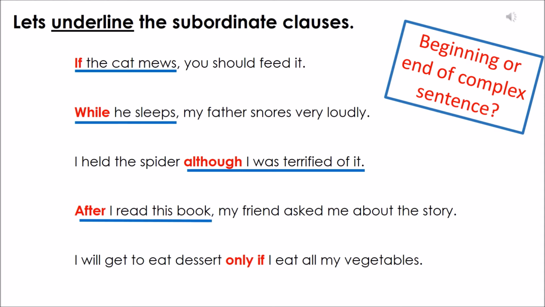And then this one has the conjunction in the middle. I will get to eat dessert only if I eat all my vegetables. That's the extra information, all of the words after the conjunction word.